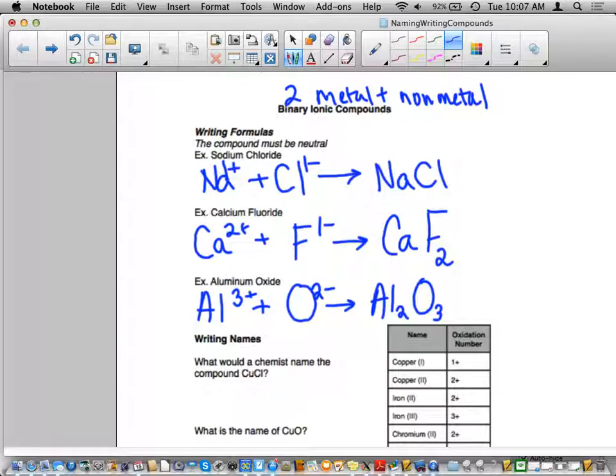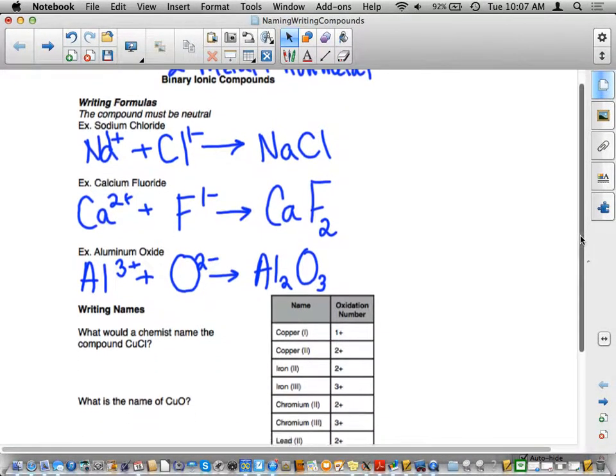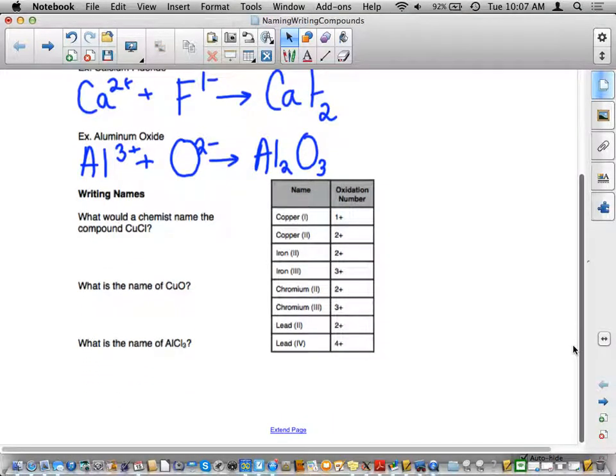All right, now the reverse. Now we're going to write the name of the compound, given the formula. Okay, writing the names. What would a chemist name the compound CuCl? Now, we're going to start talking about these elements that are located in the middle section, which are our transition metals, so all of these metals in here.